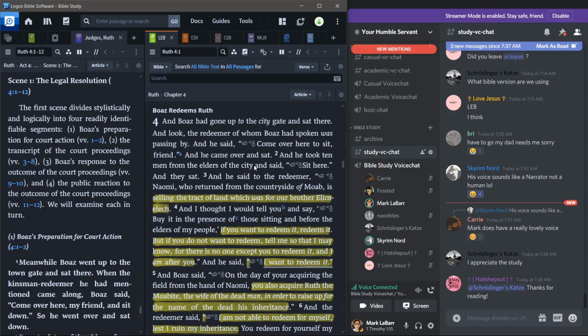But we then learn that there is another redeemer, a closer redeemer than Boaz. So this is a lot of suspense, a lot of urgency and uncertainty as well. So finally, chapter 3 ends on this great cliffhanger. We don't know how things are going to end up. We don't know who Ruth is going to marry.